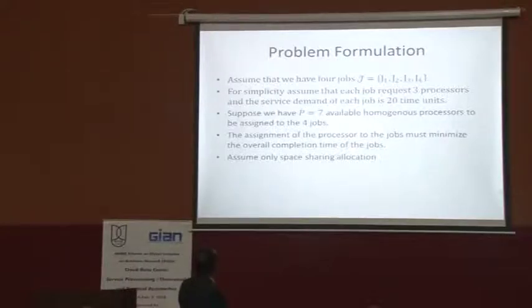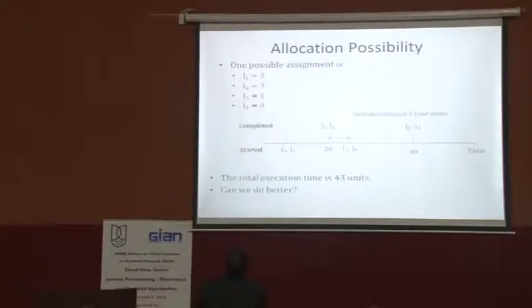Now assume only space sharing allocation. What I mean is that you can't allocate more than 1 job to 1 processor, only 1 job. So now this is one possibility of the allocation. We have job 1, job 2, job 3, job 4. Each one of them requires 3. One possibility is to give job 1 three, job 2 three, job 3 one, and job 4 zero.